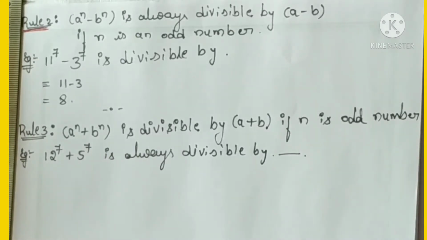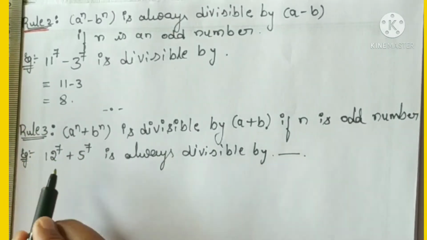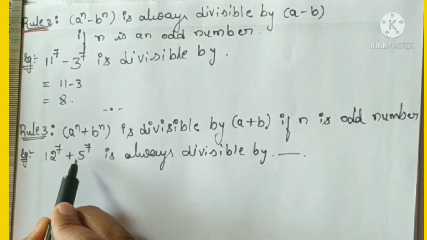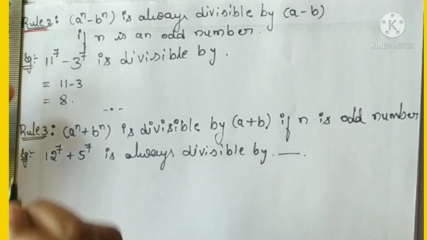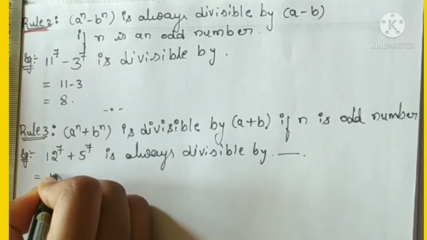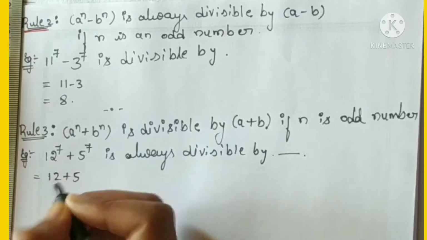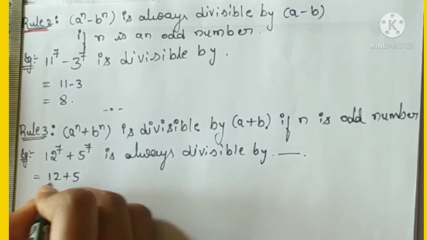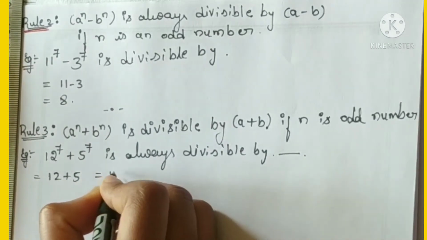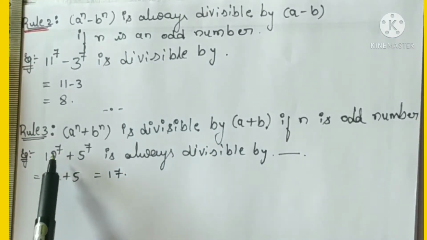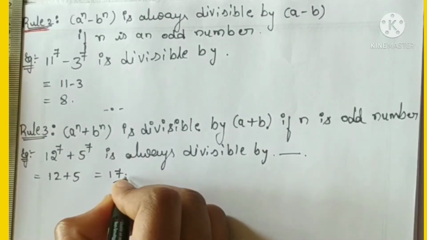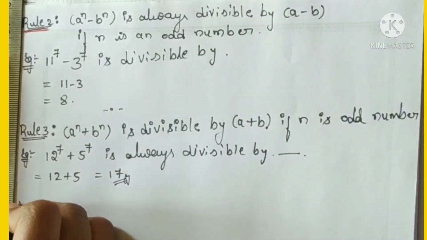So I apply the rule: 12 to the power of 7 plus 5 to the power of 7 is always divisible by a plus b. a plus b means 12 plus 5, which is equal to 17. So 12 to the power of 7 plus 5 to the power of 7 is always divisible by 17. Next, rule number 4.